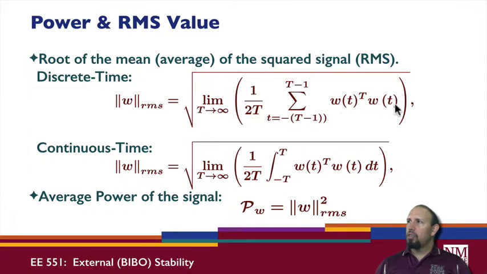So this is what it is in discrete time. We have a summation. In continuous time, we have the integral. We can also define what's called the average power of the signal, which, instead of having the square root, is just that quantity squared. So it's this quantity without the square root.